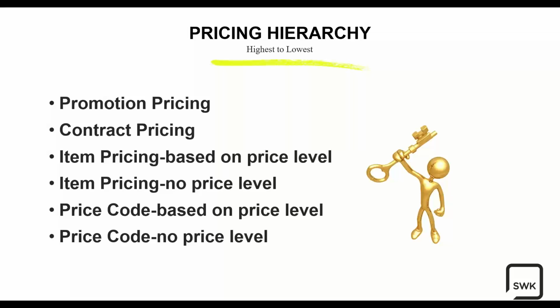So just to review, the pricing hierarchy, highest to lowest, is promotion pricing, contract pricing, item pricing based on a price level if the customer has a price level, item pricing with no price level, the price code based on the price level, or a price code with no price level. You can see how it can get pretty confusing here, right?